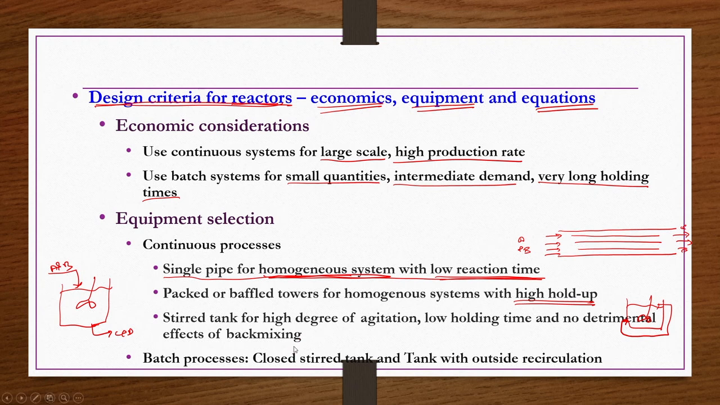So here if the required holding time is low, and you need high degree of agitation for this reaction to occur, then you go for this kind of continuous stirred tank reactor. This is PF or plug flow reactor. This is batch reactor. So like this you have to decide. It's not that you have only a batch reactor and try to do everything in that one, because you are not going to make economic benefit out of it. So that's the reason economic consideration is one of the important points for listing out the design criteria for the reactors.